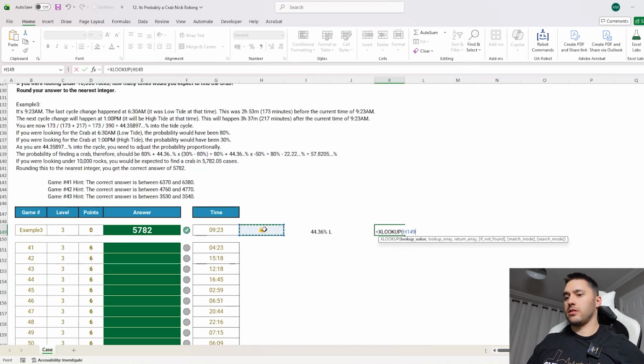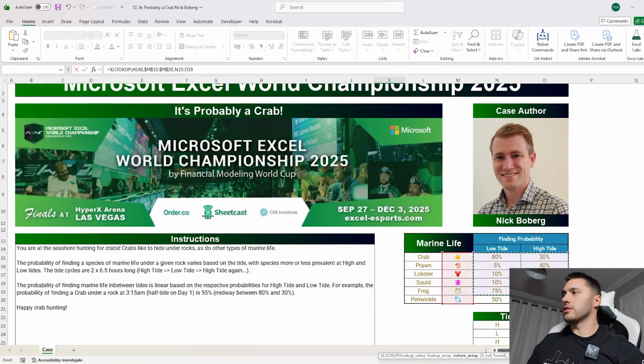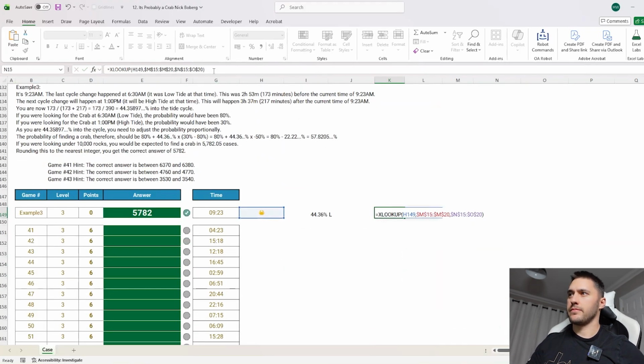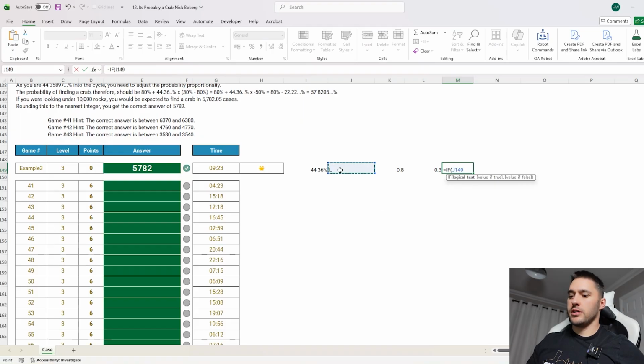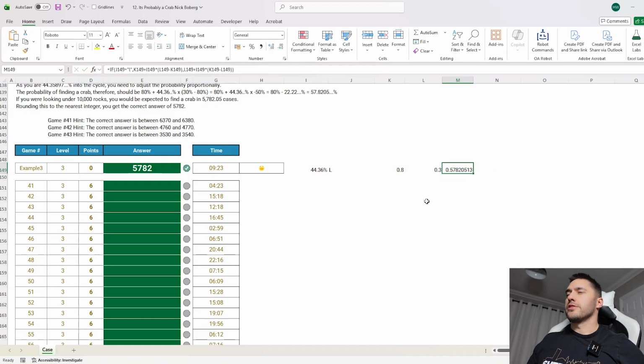And then let's look for our crab in here and figure out what the percentage chances are at low and high tide. So then we can say if we're in low tide, so if that equals low, then it's going to be 80% plus 44% of the difference. And that difference is going to be this number minus this number. And then if we're not in low tide, we're in high tide. So it's going to be the high tide probability, plus the percentage times the low tide probability minus the high tide probability. So that gives us our percentage chance, 57.82%.